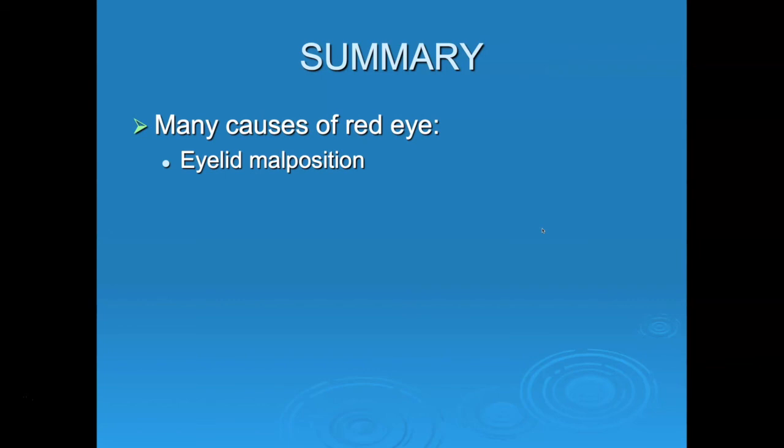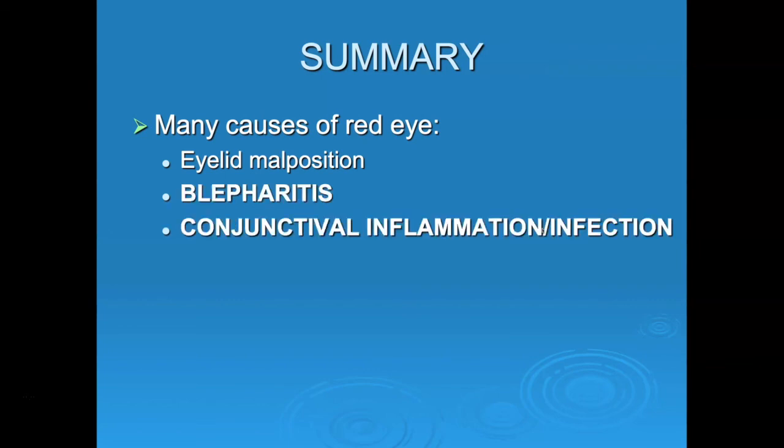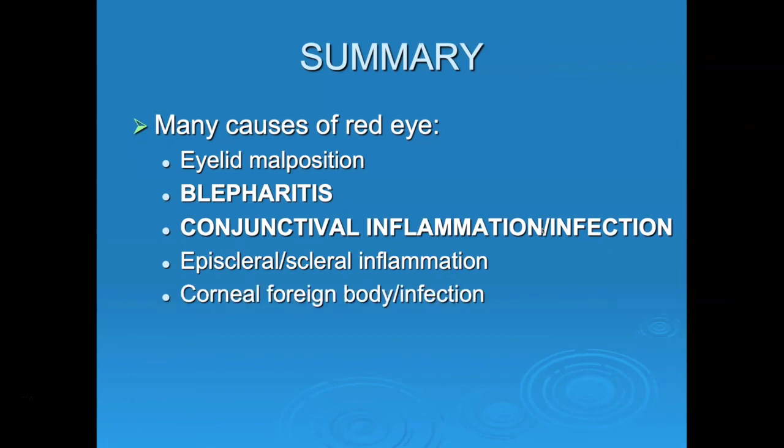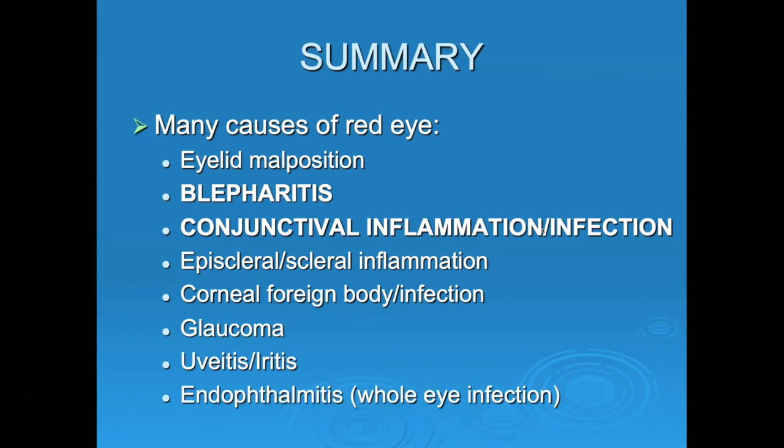So in summary, there are many causes of red eye, and you should consider an anatomical as well as etiological classification of red eye. From front of the eye, affecting the eyelids, to the conjunctiva, to the episclera, to the cornea, to the anterior chamber, and finally to the whole eye.